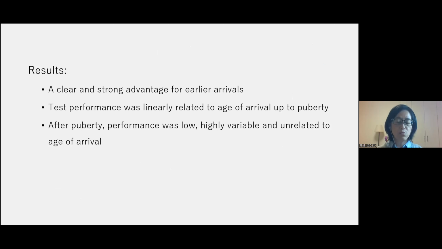in their research, they found a clear and strong advantage for people who arrive in America early, which means at a young age. And the test performance was linearly related to age of arrival up to puberty. And after puberty, the performance was low, and the performance was also highly variable and unrelated to the age of arrival.